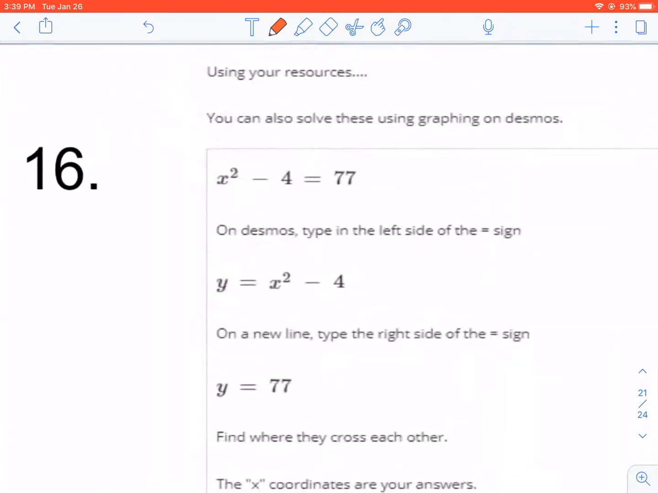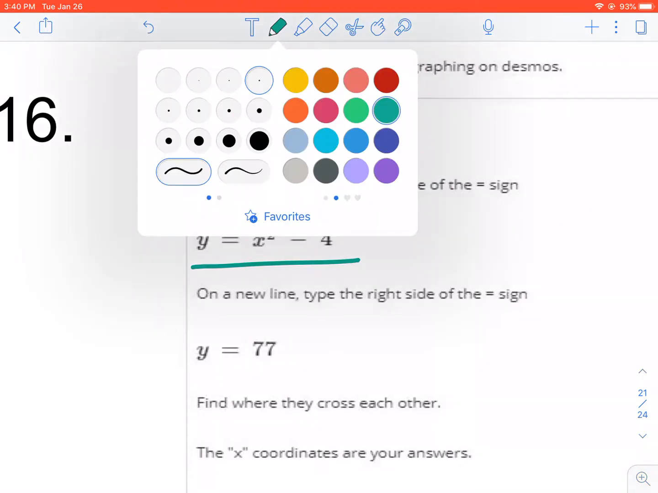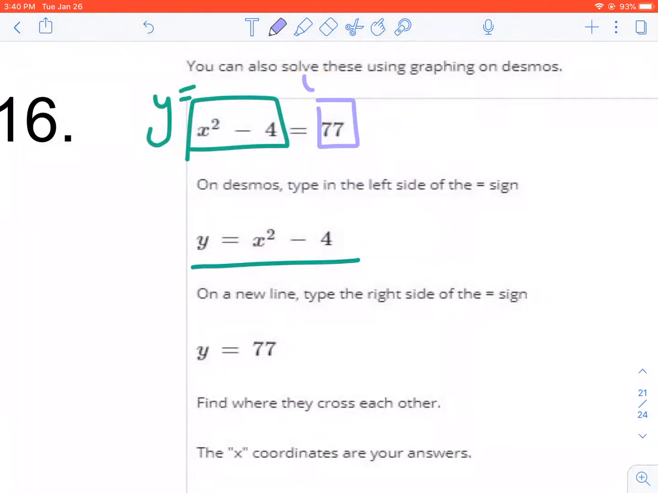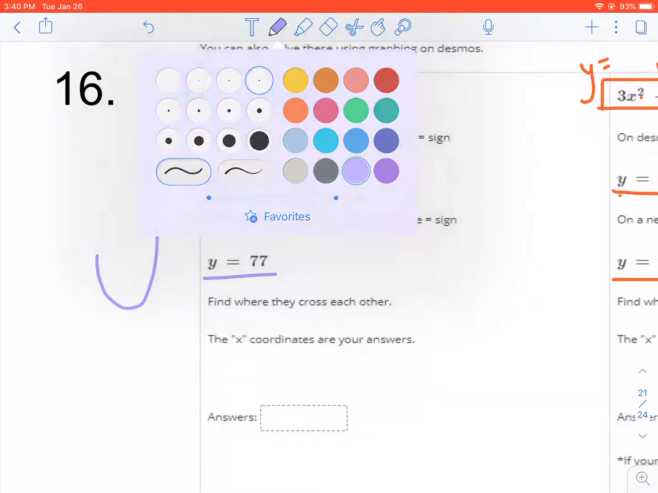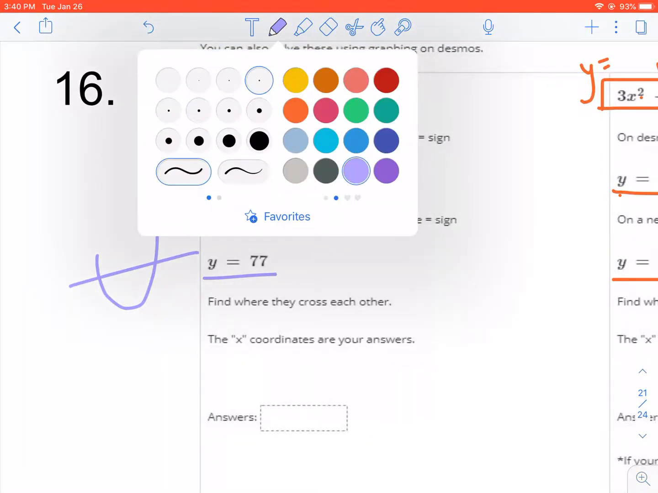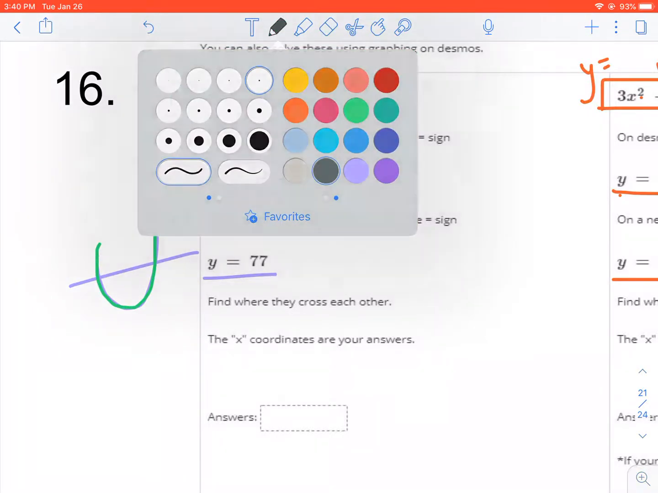You're going to do the one on the right-hand side now. Remember that when you type these in, you're going to type box. So y equals x squared minus 4, and then your other side, y equals. If you don't type in y equals, it will not graph that line all the way up at 77. You're going to have the same thing that we had, a parabola and a line, and the way that I did it should look like this. You're going to find where they cross and tap on it.